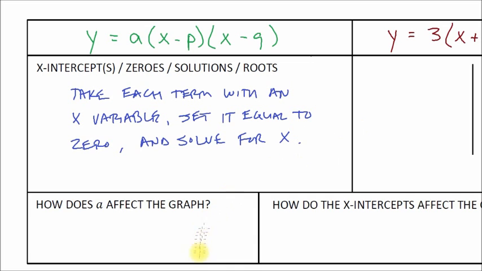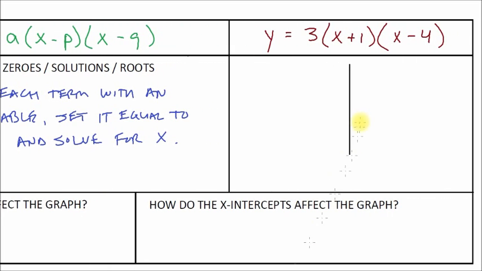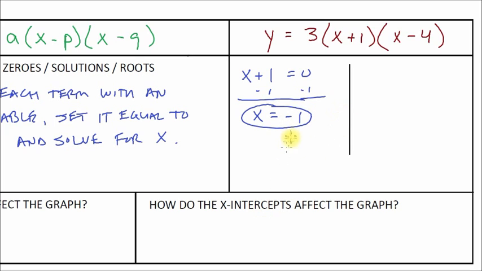So let's take a look at how that works with our example. We've got y equals 3 times x plus 1 times x minus 4. All we're going to do is take the terms that have an x variable, so we can treat this binomial as a single term because we're multiplying 3 times the binomial. We set it equal to 0. Let's solve that. We subtract 1 from both sides, and we end up with x equals -1. There is our first x-intercept. We're going to cross the x-axis at x equals -1.